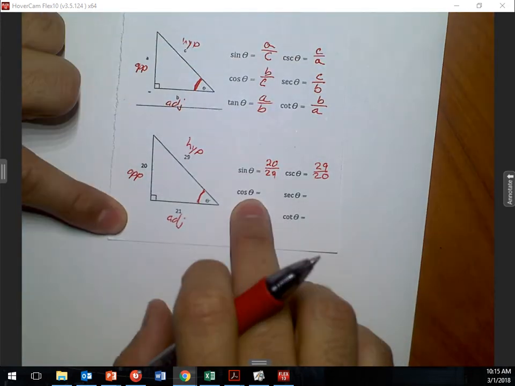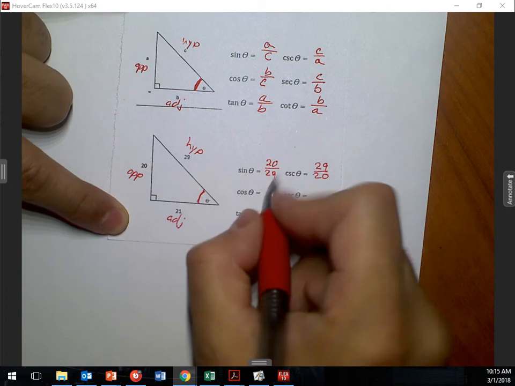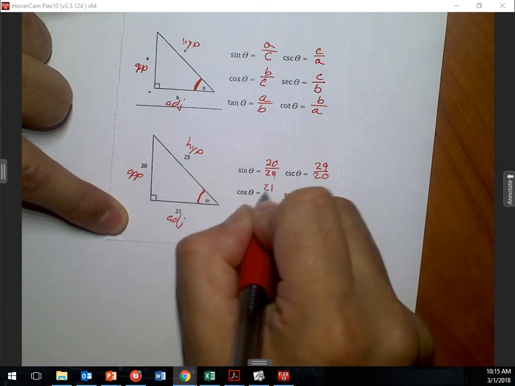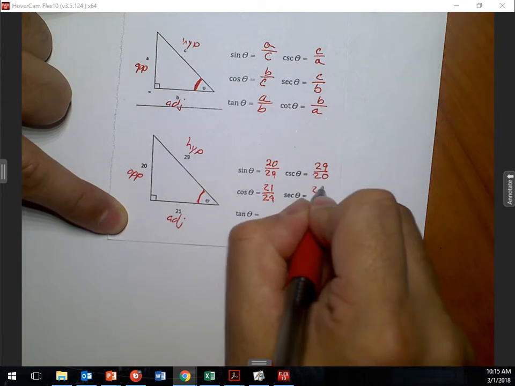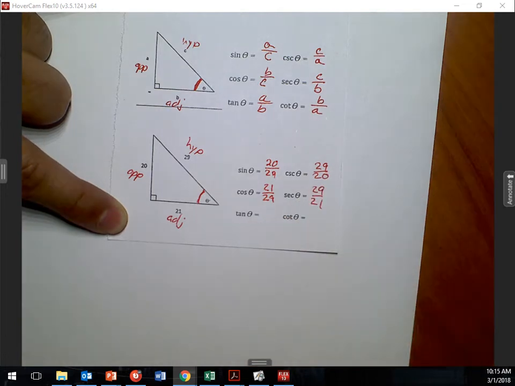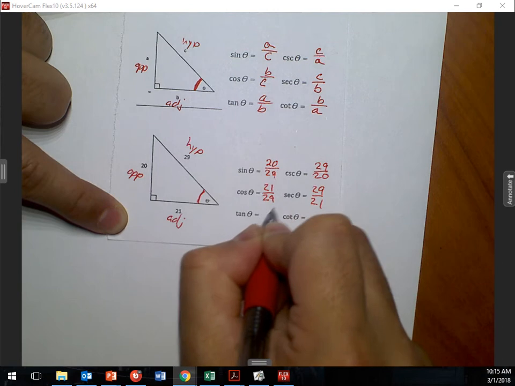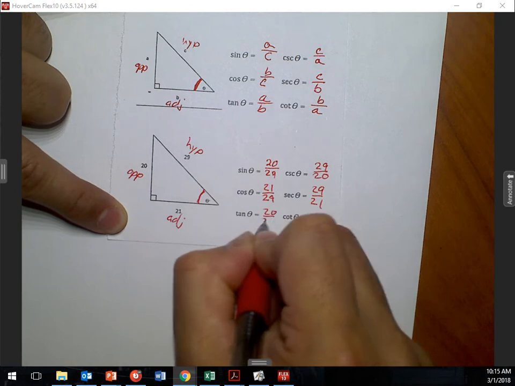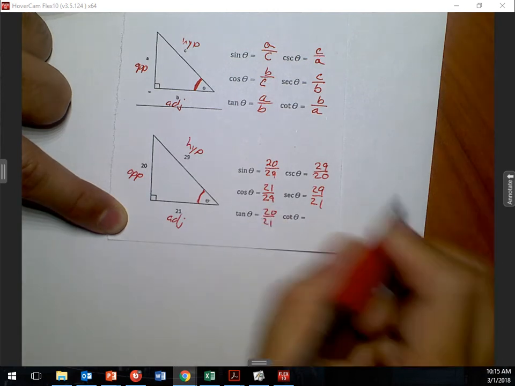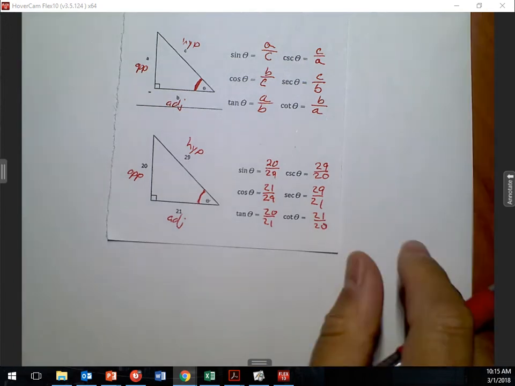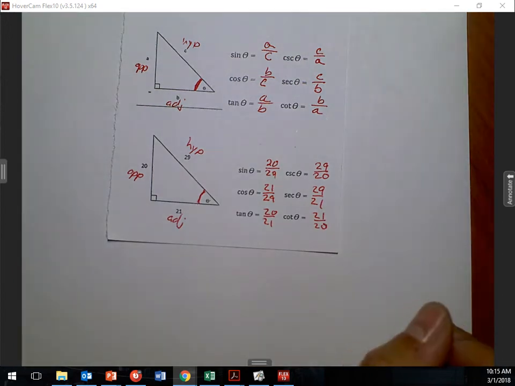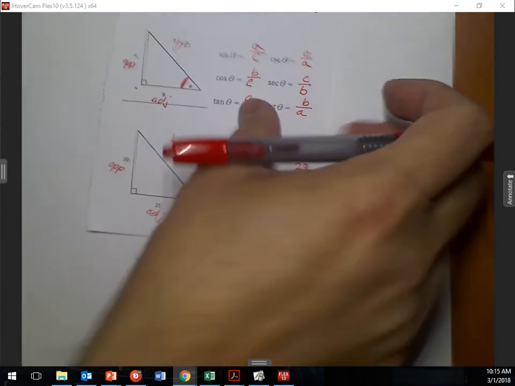All right, cosine, 21 over 29. Secant, 29 over 21. Tangent, 20 over 21. Cotangent, 21 over 20. Easy, right? Okay, now let's take a look at that practice real quick.